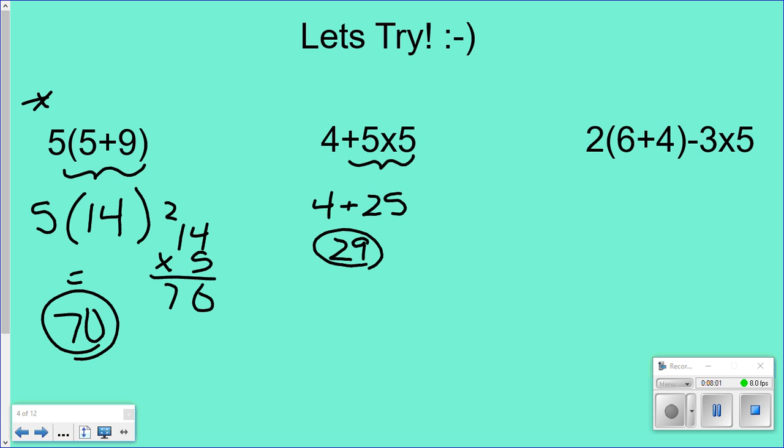All right, so the next one, we're getting a little longer here. I have 2 parentheses 6 plus 4, and parentheses minus 3 times 5. I'll let you get it written down first. If you want to try it by yourself, you can try it by yourself. I'm totally fine with that. Do you want to try it by yourself? Yeah, go for it. Then I'll do it.